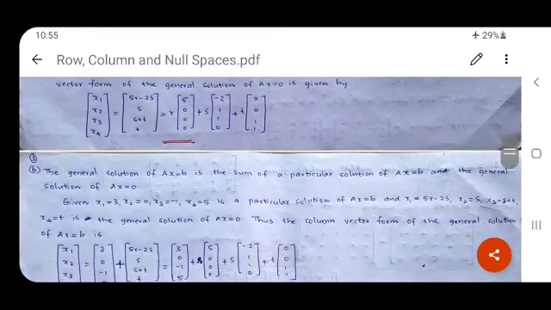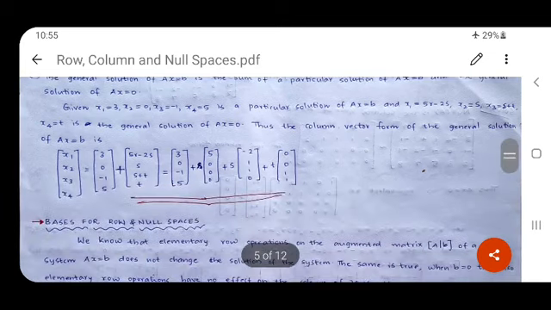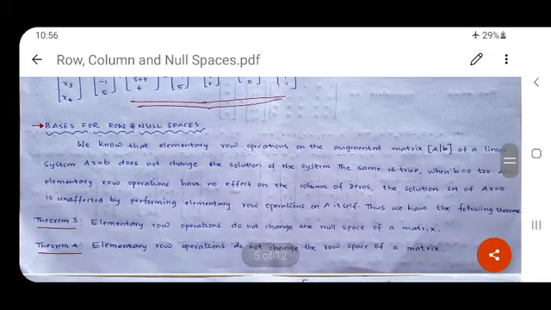Then the general solution of Ax equal to b, by Theorem 2, is the sum of the particular solution of Ax equal to b, which is given as x1 equal to 3, x2 equal to 0, x3 equal to minus 1, and x4 equal to 5, and the general solution of Ax equal to 0, which is 5r minus 2s, s, s plus t and t. So taking the sum of these two, we expressed the general solution of Ax equal to b in column vector form. Now let us see how to find the basis for the row space and the null space.